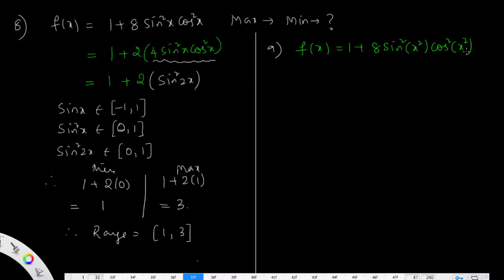Don't take the minus 1, okay. This is sin square x, and sin square 2x is also the same, sin square nx is also the same. Only the interval belongs to 0 comma 1. So substitute and then get the range value as 1 comma 3. That's all.